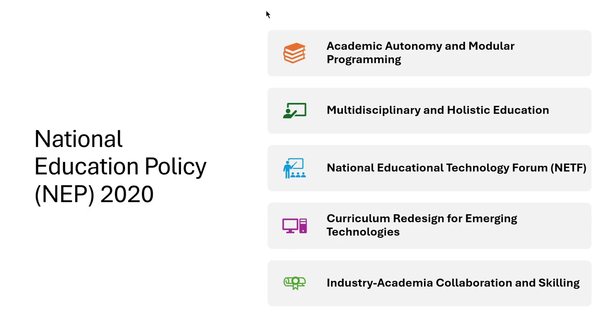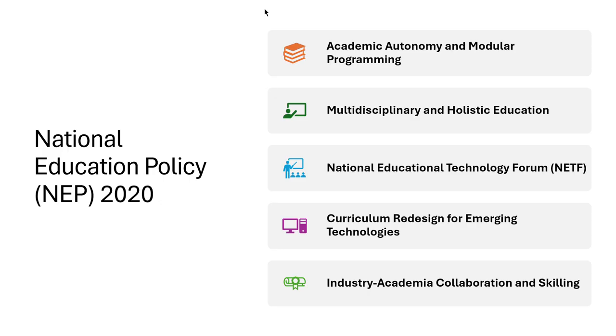Multidisciplinary and holistic education. Industry 4.0 is inherently multidisciplinary, combining digital technologies, data science, artificial intelligence, robotics, and communication technology. National Educational Technology Forum. The NETF supports appropriate integration of technology, providing formal policy basis for introducing advanced digital manufacturing and IIoT concepts into the engineering syllabus.